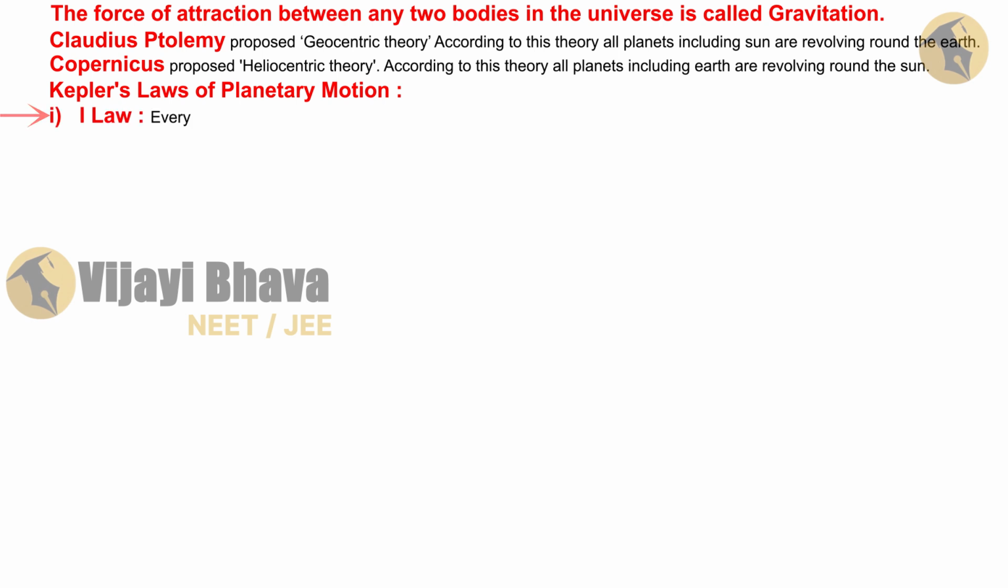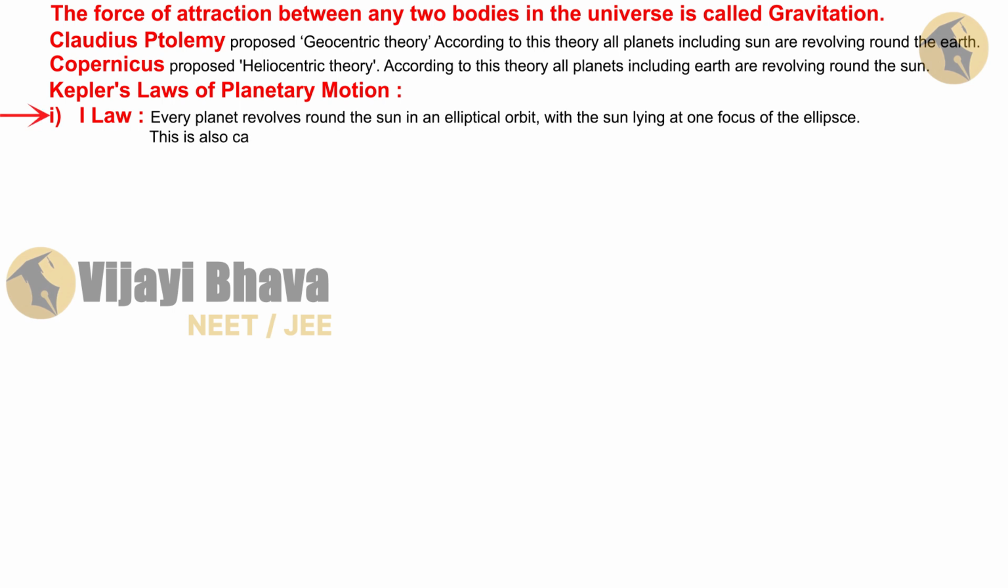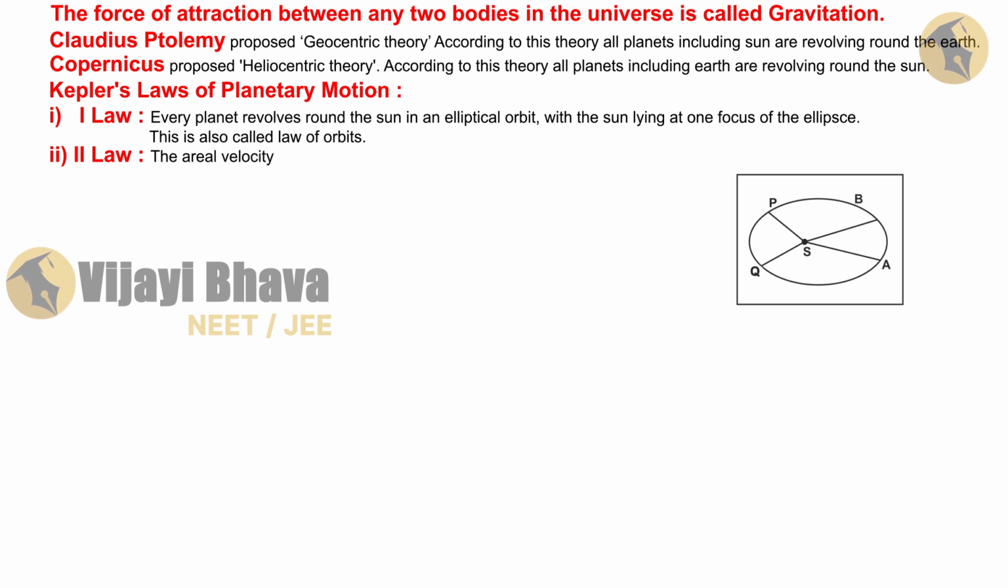According to this, every planet revolves around the sun in an elliptical orbit with the sun lying at one focus of the ellipse. This is also called the law of orbits. The second law: the areal velocity of a planet around the sun is constant, or every planet sweeps out equal areas in equal intervals of time. Hence, Kepler's second law can also be termed the law of areas.